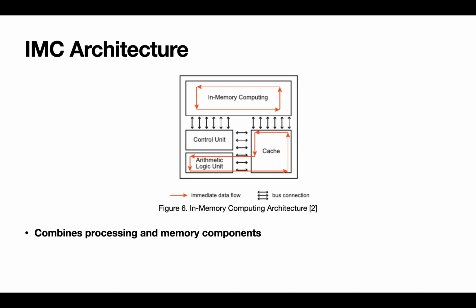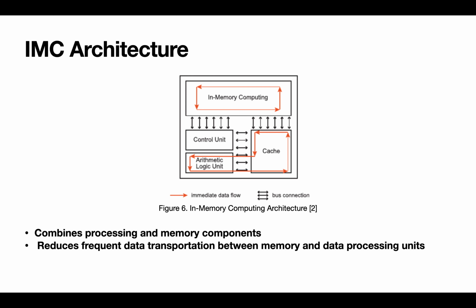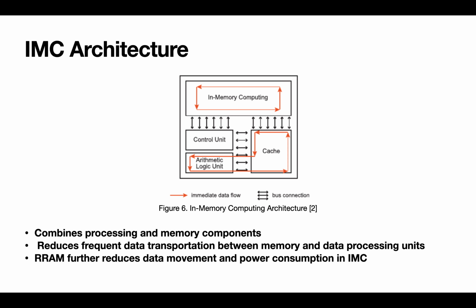To overcome the von Neumann bottleneck, in-memory computing fuses memory modules and data processing units together, as seen in Figure 6. This reduces frequent data transportation between memory and data processing units in modern computers. In addition to this, non-volatile memories, in particular RRAMs, which stands for resistive random access memories, are employed within most in-memory computing architectures to further eliminate and reduce data movements between the non-volatile memory and main memory during the power on phase.